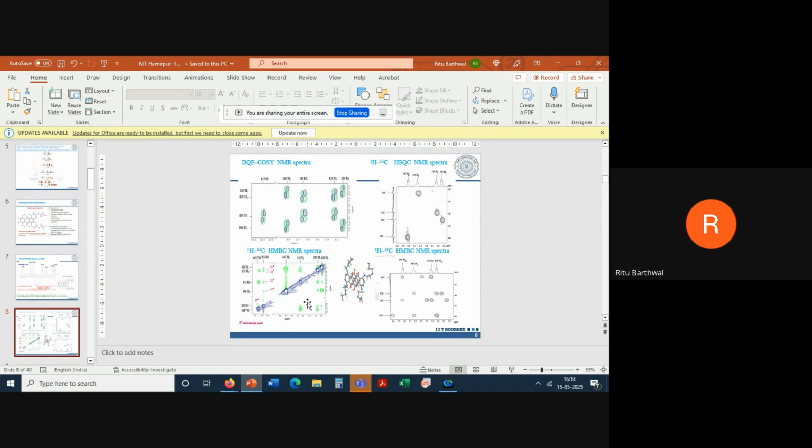And this is also something like 3 bond correlation, 1 bond. These are used for characterizing our carbon, characterizing our R, and automatically we have to do it because it will become a very lengthy process.